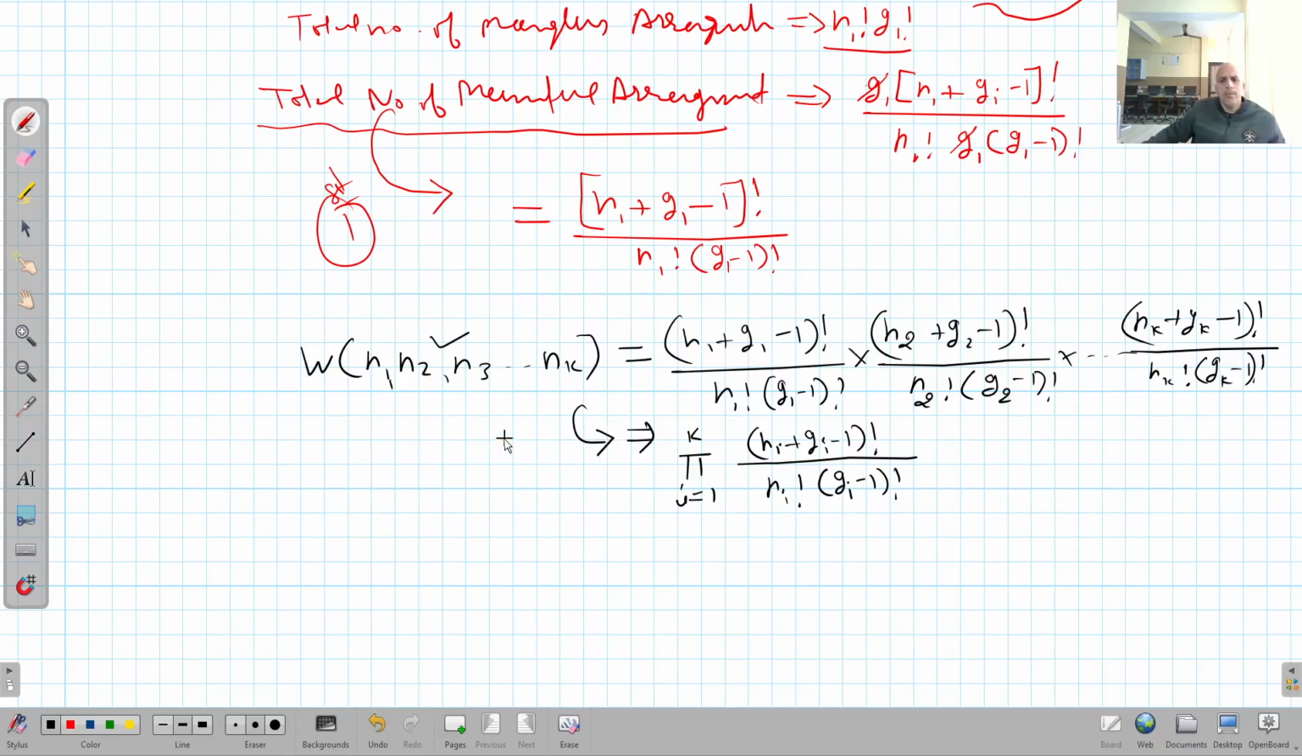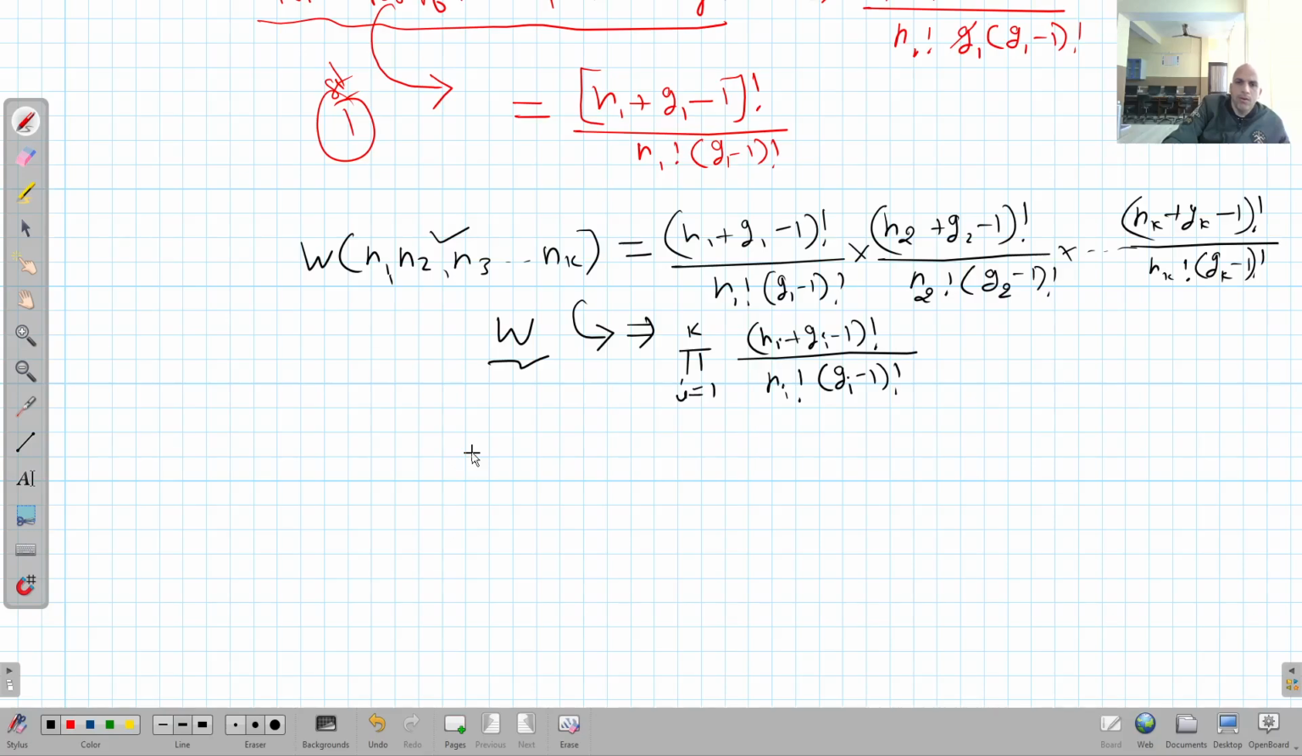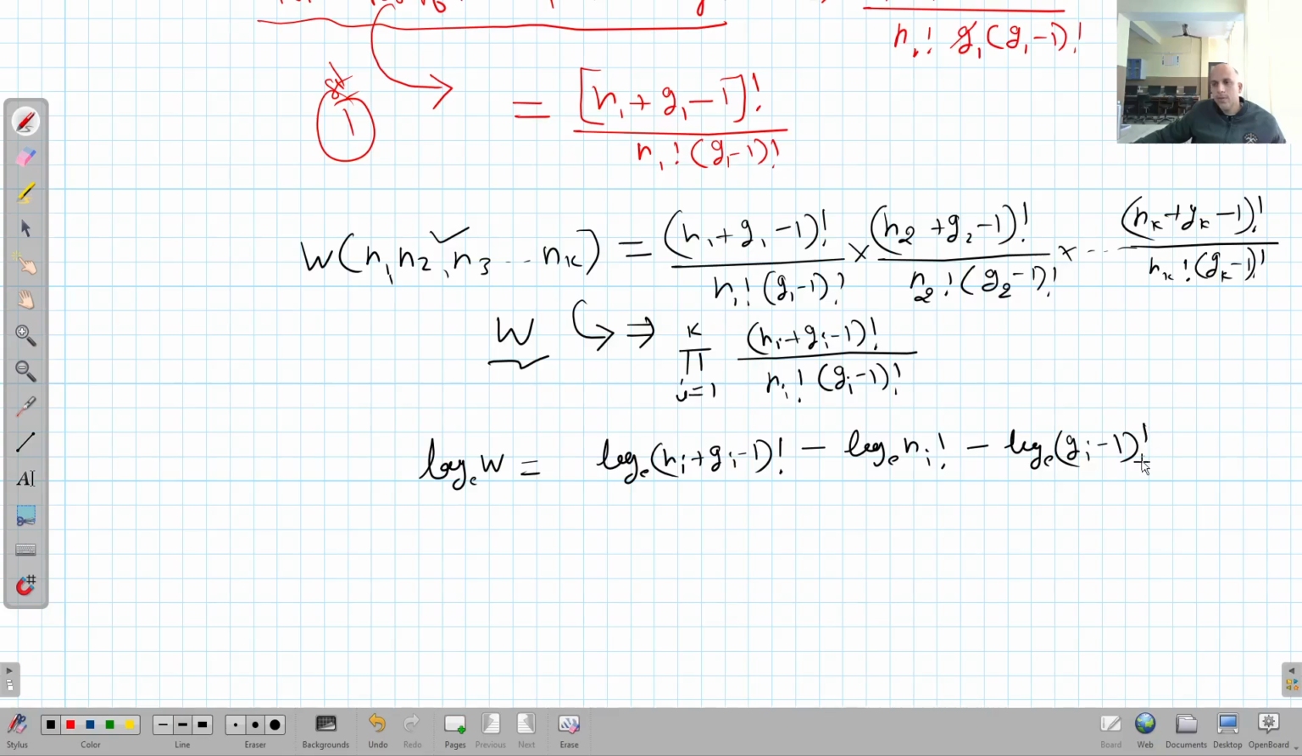Clear? I simply write it now W. Clear? W stands for thermodynamic probability. Now taking log on both the sides, natural logarithm. So log e W is equal to log e (Ni plus Gi minus 1) factorial minus log of Ni factorial minus log e (Gi minus 1) factorial. Clear? So now this is the next step.